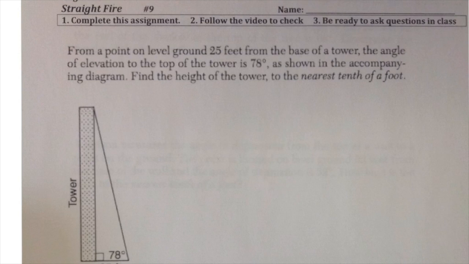We're on to straight fire number 9, which is using trigonometry to find sides. And in this question, if you pause the video and read it, after you've read it, you could realize that the information they're giving to you is basically all in the picture already, except for the x in the picture. We're looking for the height of the tower, so we want to place an x there. And then as a reminder, it says to round to the nearest tenth of a foot.